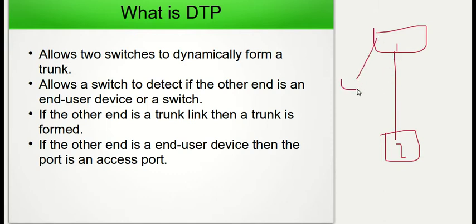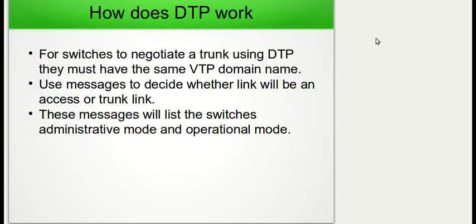If an end device such as a laptop or a PC or a server exists out of a switch port, because those devices don't run DTP, they will not be sending DTP messages. Switch 1 will not receive any DTP messages from this device over here, which means it's going to set this as an access port. So as you can see, DTP is very clever in that it allows the switch to dynamically form a trunk or an access port depending on what kind of device is connected on the other end of that link.